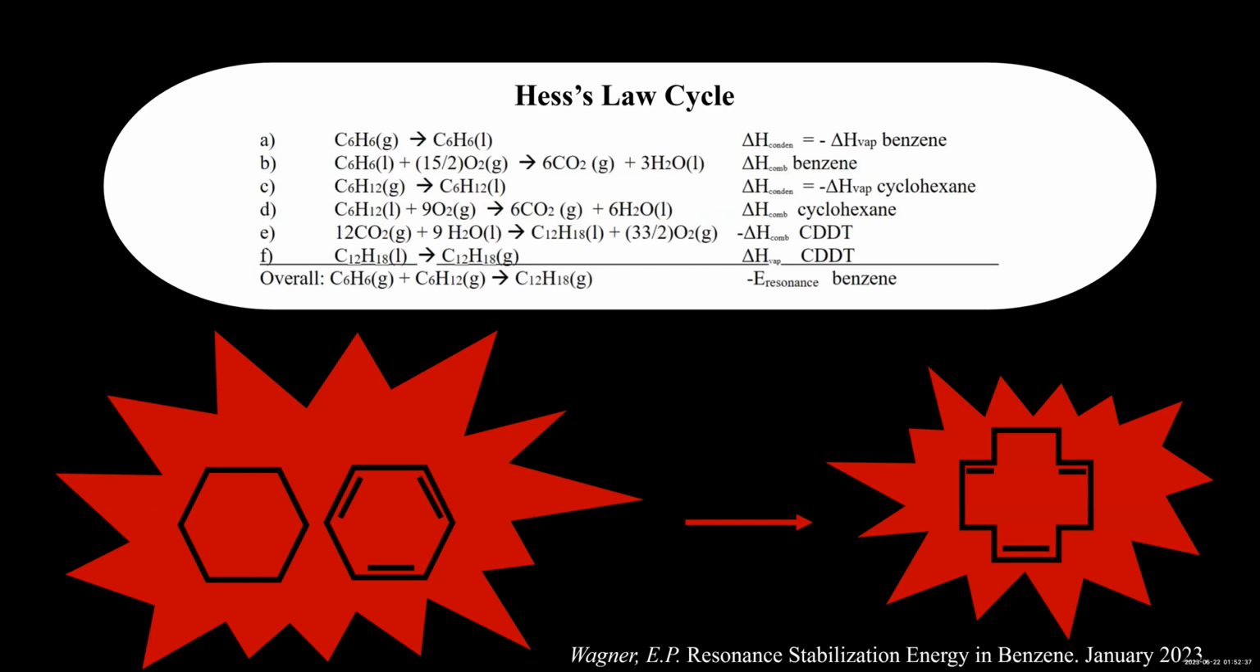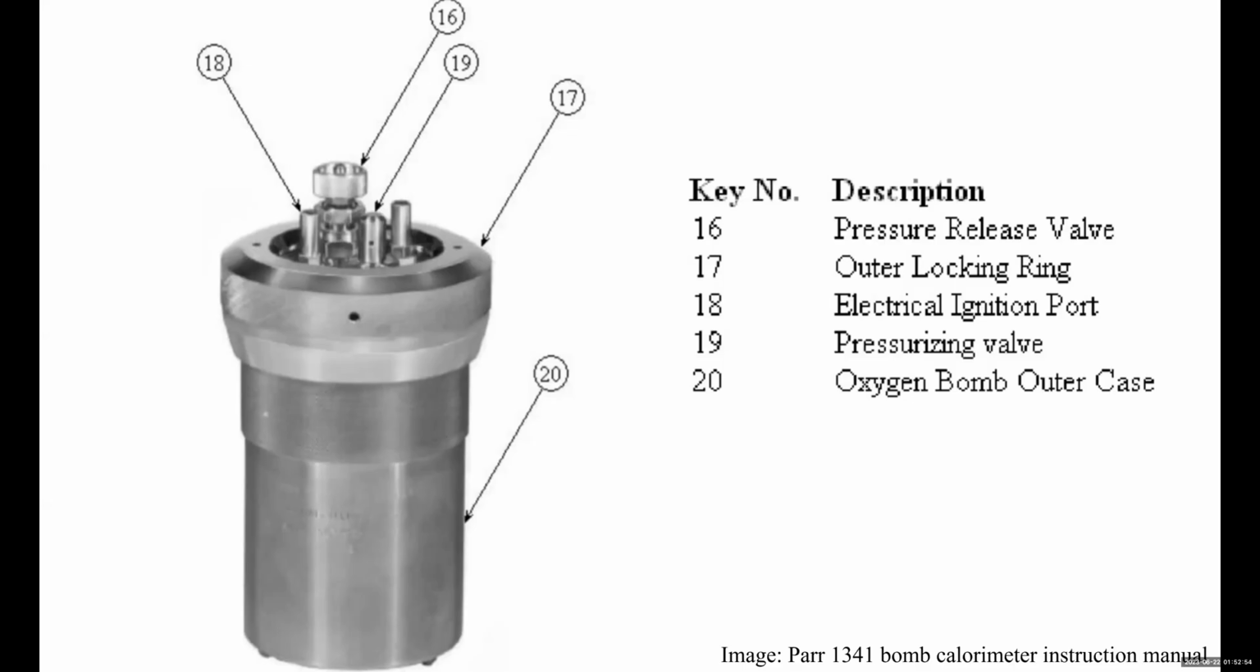Hess's law cycle can be used to determine the resonance energy of benzene, as it represents the total heat change for chemical reactions regardless of the pathway. The summation of the enthalpies on the right give the overall enthalpy of the reaction, or the negative resonance energy of benzene. A bomb calorimeter was used to measure the heats of combustion of liquid CDDT and cyclohexane.